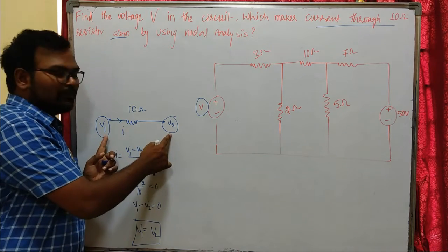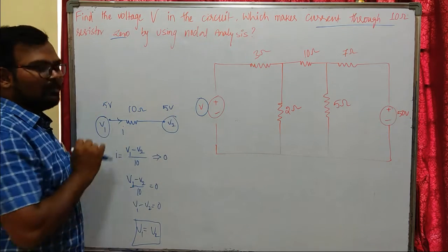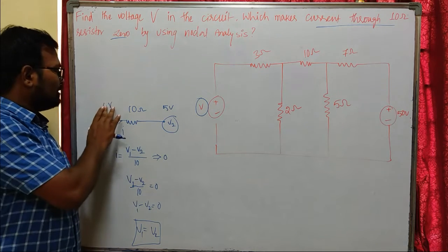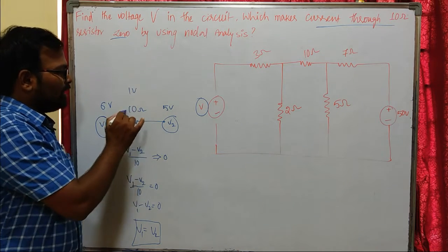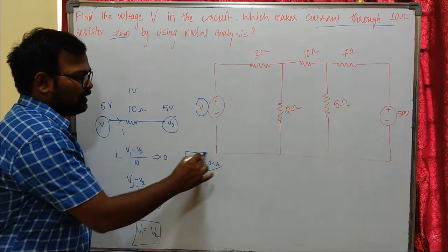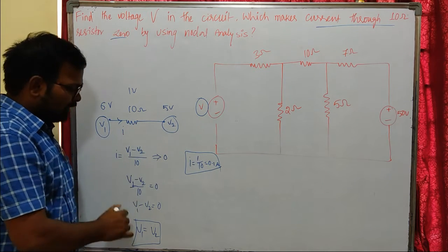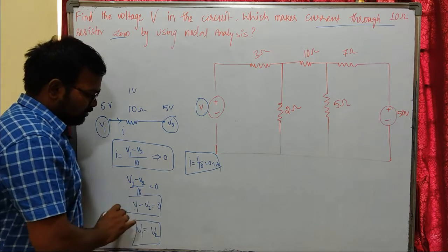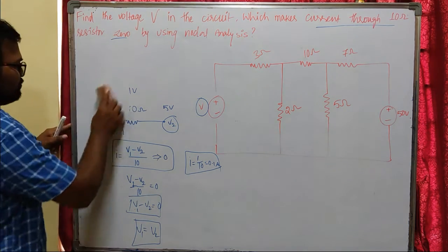That means there is no net force acting on this. If this is 5 volts and this is also 5 volts, then 5 minus 5 will be 0. There will be no EMF applied on the 10 ohm resistor. If this is 6 volts, let us assume, then 6 minus 5 will be 1 volt acting on the 10 ohm resistor, so the current will be 1 by 10, that is 0.1 ampere. Since there is no potential difference between the 2 points of this 10 ohm resistor, the current will be 0. That means V1 minus V2 must be equal to 0 for the current through the 10 ohm resistor to be 0. So this is the condition.